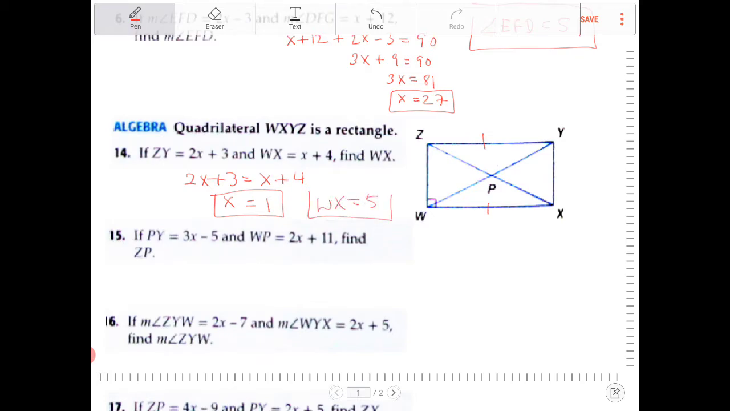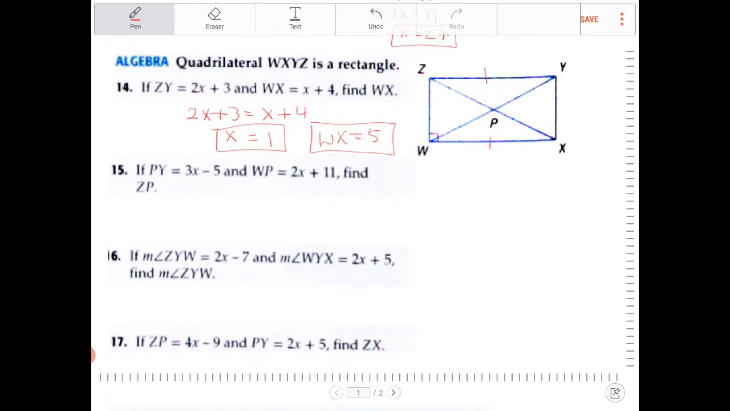Since x is equal to 1, WX will equal 5. So that's it. Number 15, if PY is equal to 3x minus 5, so this guy right here, that's half the diagonal, and WP is the other half. Find ZP. Understand that the diagonals bisect one another, and since the diagonals are all congruent, we can say that each one of these parts are all going to be equal.